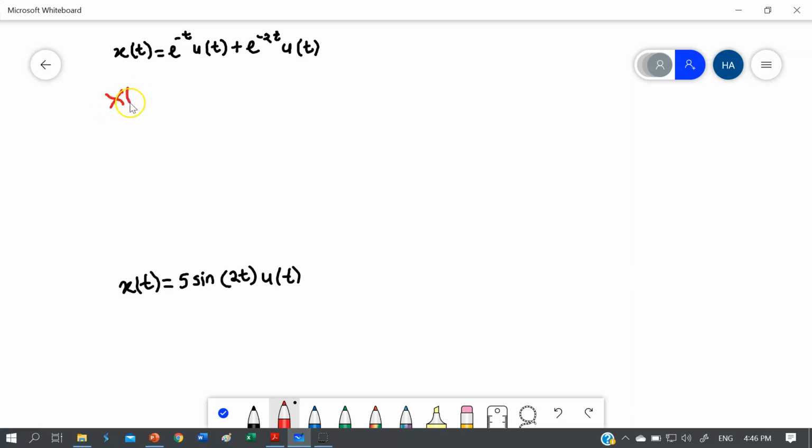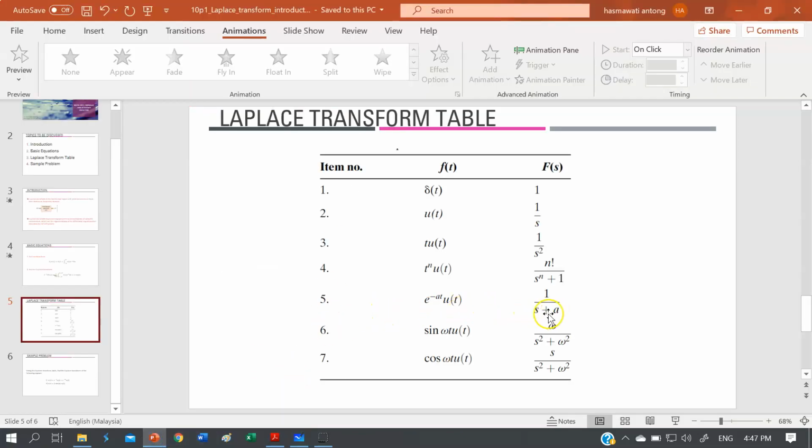So x of s, for e to the power of minus t, means a is equal to 1, so we have 1 over s plus 1, plus, for e to the power of minus 2t, this time 2 is a. So we will have 1 over s plus 2. This is the Laplace transform by referring to this table.